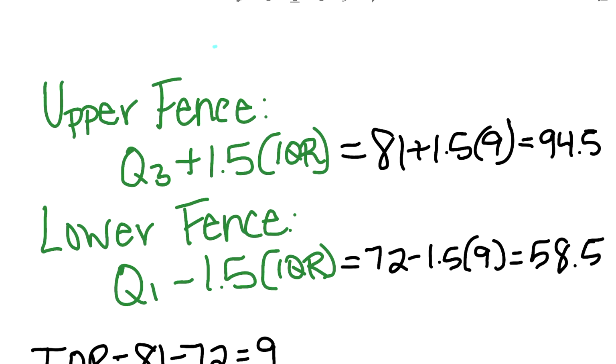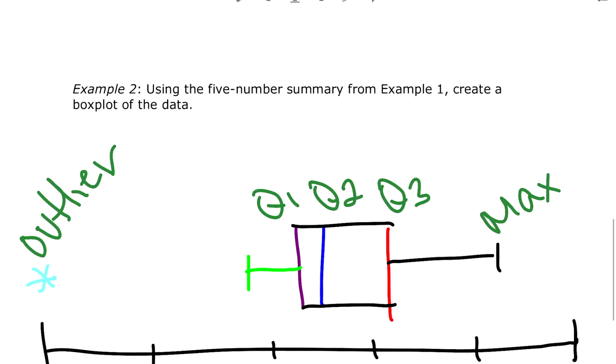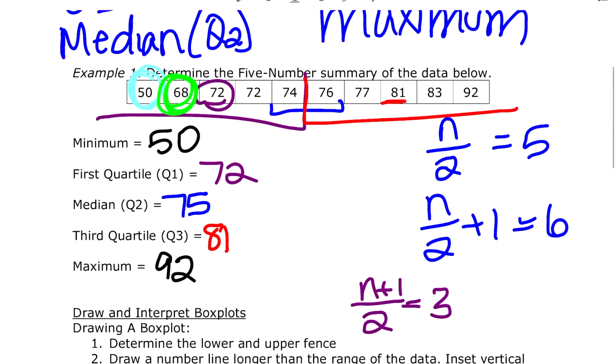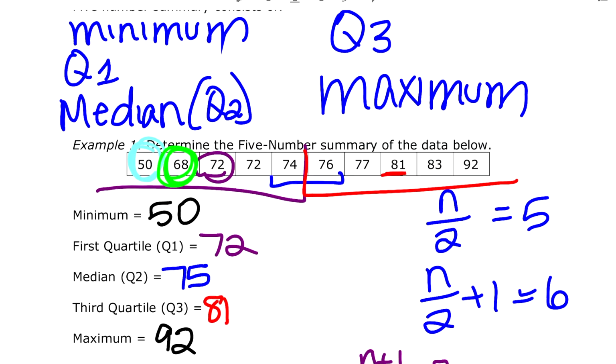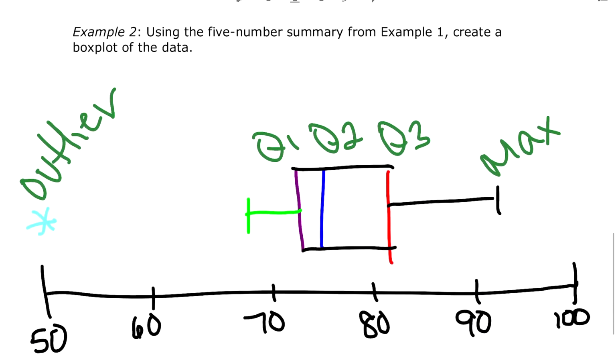Equations for upper fence and lower fence. Okay. And then this is a box plot, a visual representation of the 5-number summary, which consisted of the minimum, the Q1, the Q2, the Q3, and the maximum. And that's it for these notes.